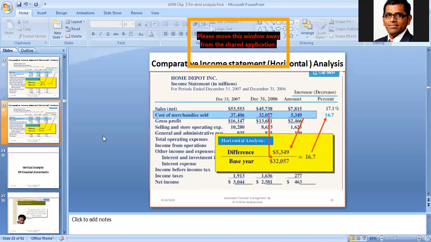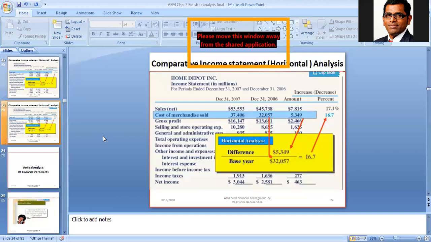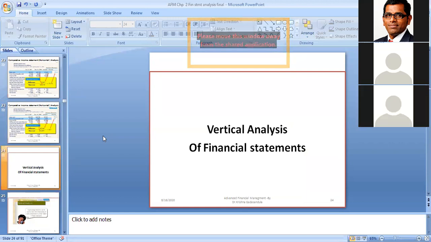This is a good practice for analyzing the horizontal way. And let's see the vertical way, vertical analysis. If you have any doubts regarding the horizontal analysis, you can ask me. Otherwise, we'll go for a vertical analysis of a financial statement.